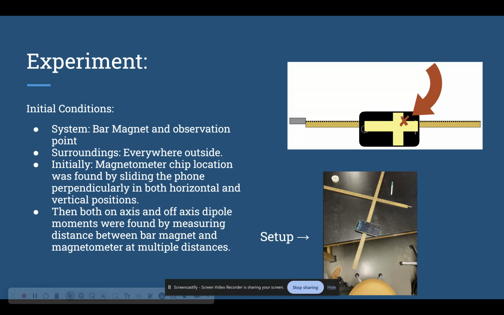Alright, so the initial conditions of this experiment were that the system was the bar magnet and observation point, and the surroundings were everywhere outside. Initially, the magnetometer chip location was found by sliding the phone perpendicularly in both horizontal and vertical positions, and then once it was found, both on-axis and off-axis dipole moments were found by measuring the distance between the bar magnet and magnetometer at multiple distances.